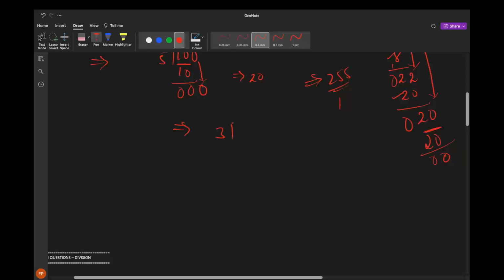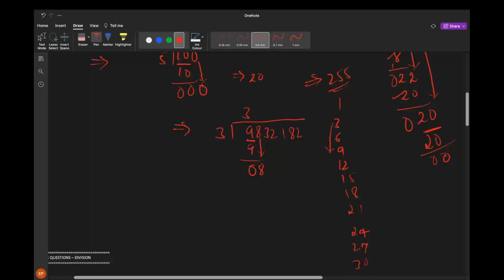9832182 divided by 3. Okay, first I will write the 3 table here so that we can do it easily: 3, 6, 9, 12, 15, 18, 21, 24, 27, 30. This is the 3 table, right? First go with 1 digit. Can we divide this? Yes, this is bigger than 3. So 3 how many times? 3 threes are 9. 9 minus 9, 0. Take 1 digit, 8.